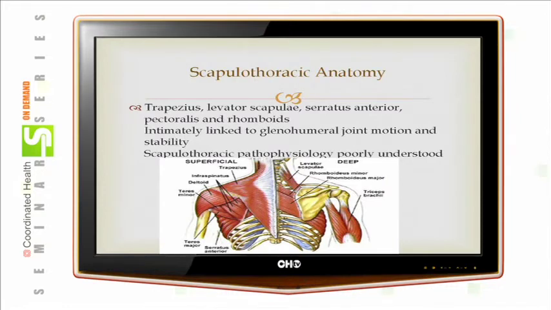I get a lot of patients with trap strains and intrinsic muscle strains of the cervical musculature. They are linked to the shoulder in terms of motion and stability. Those muscles that we're talking about are the trapezius, the levator scapula, the serrati, and the rhomboids.